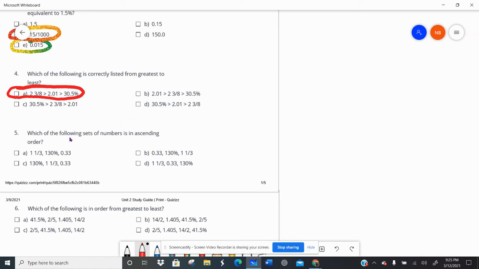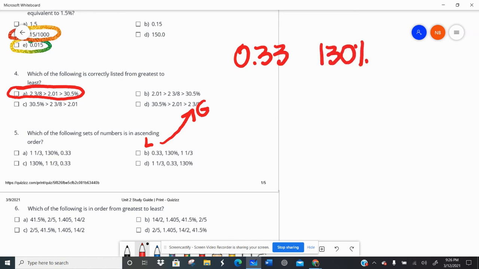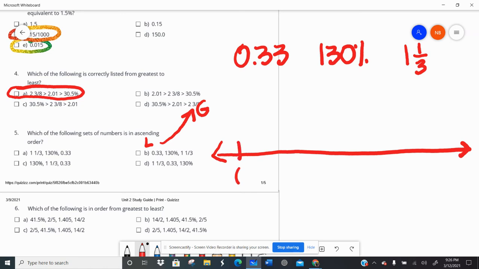All right, let's try it one more time because now we're going to go in ascending order. To ascend means you're going up, so you're going least to greatest. All of those are the same numbers. I have 0.33, 130%, and then 1 1/3. That common fraction, that 1/3. All right, so let's make our number line. Again, not having to be perfect. And nothing goes above 2, so I just have 0, 1, and 2.